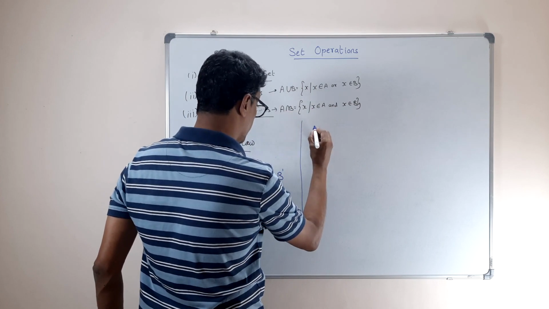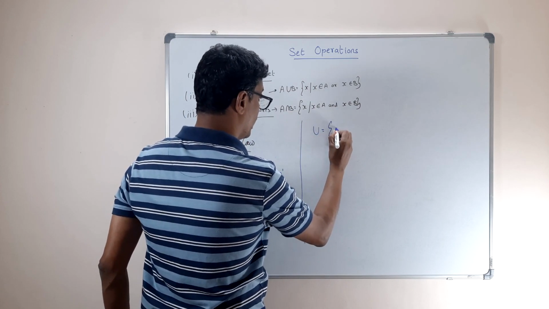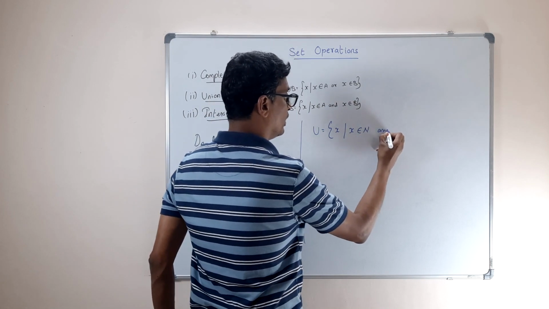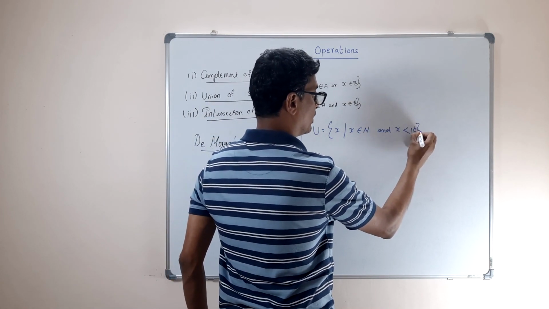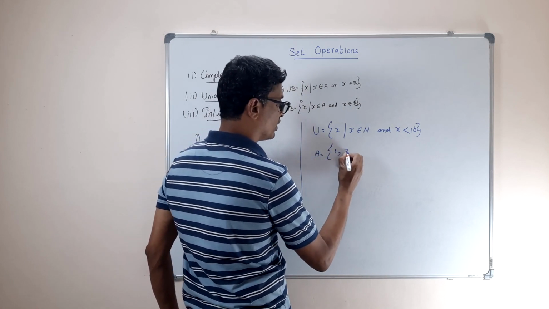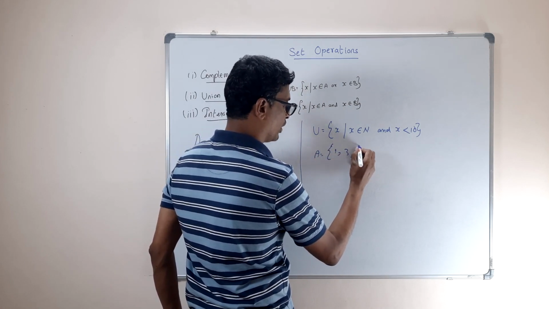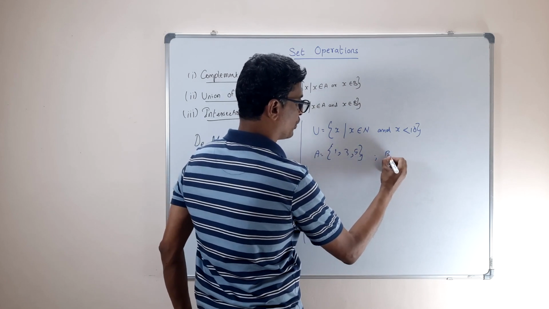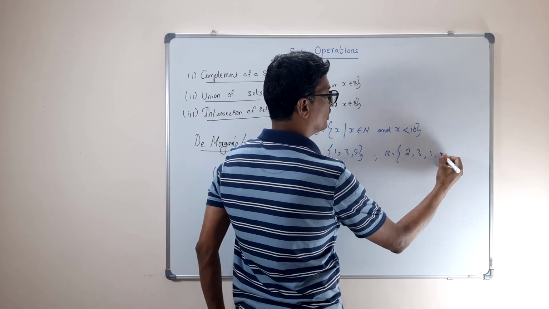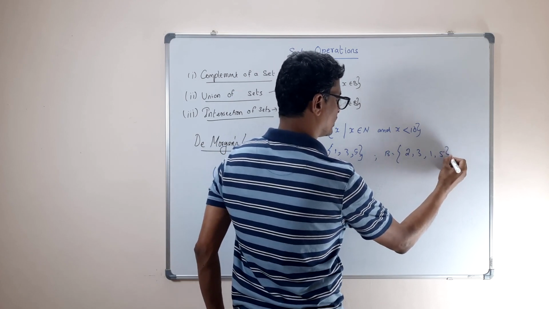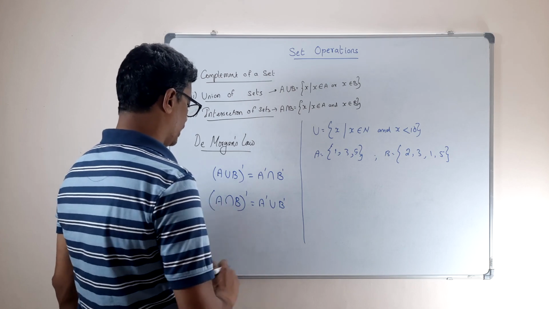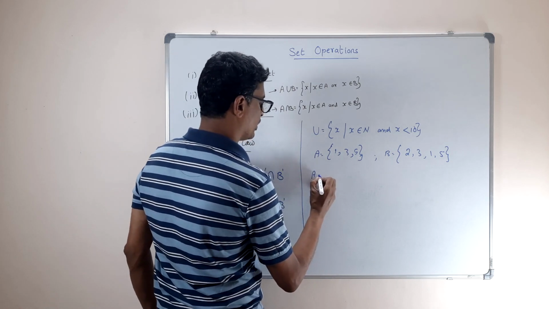What we had earlier: U is equal to what? X, where X is an element of N and X is less than 10. Let us take A equal to 1, 3, 5, and B equal to 2, 3, 1, 5. Let us keep it. So tell me, can you tell me what is A intersection B?